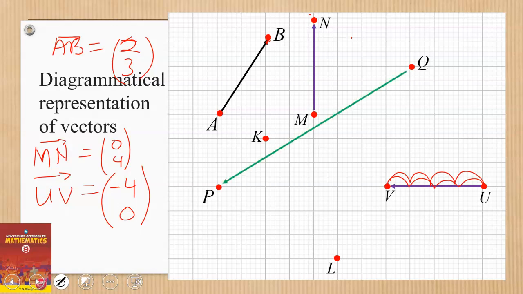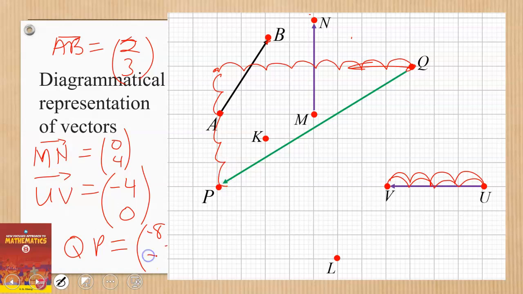Then let's try vector QP. Starting from Q, we head towards P. What will be the vector? Because we are starting from Q and going to P, we move on the x-axis in the opposite direction, this way. So we move 1, 2, 3, 4, 5, 6, 7, 8. That will be negative 8. Then downwards 1, 2, 3, 4, 5, so negative 5 as well. So the vector QP becomes negative 8, negative 5.